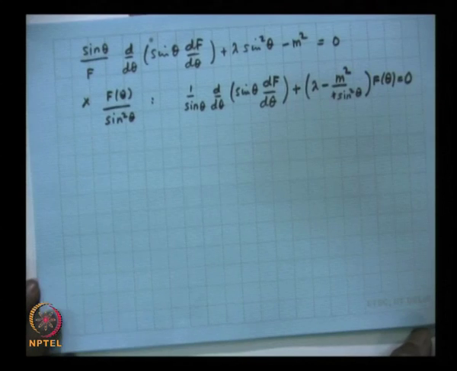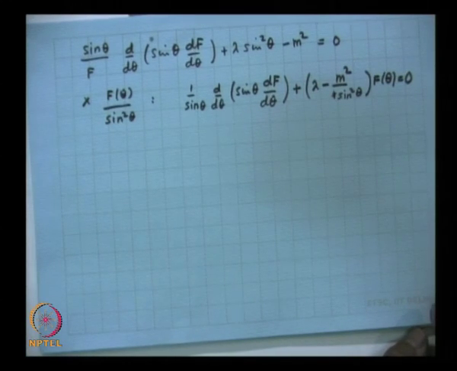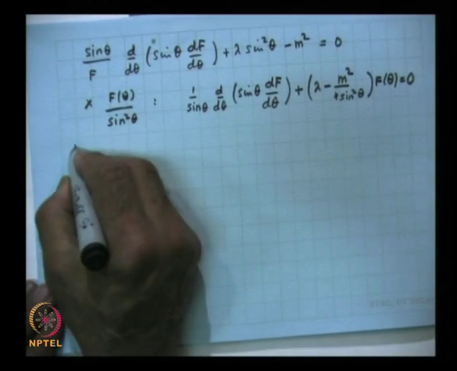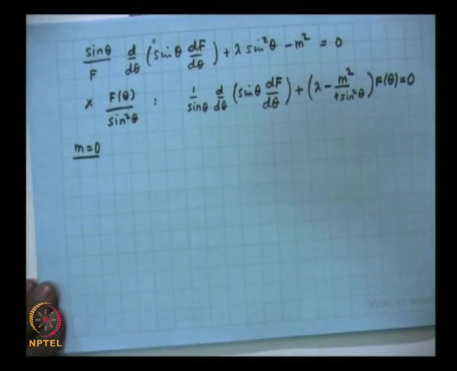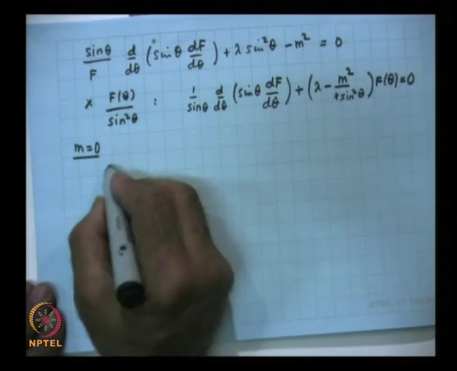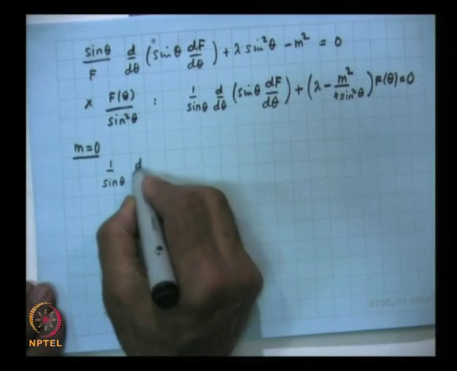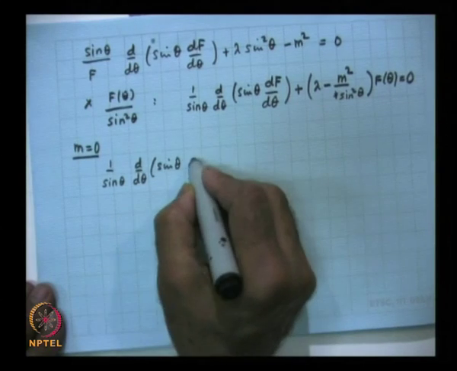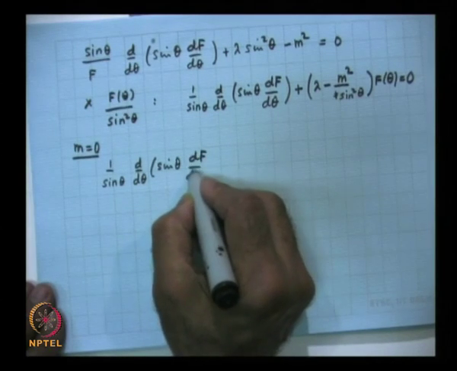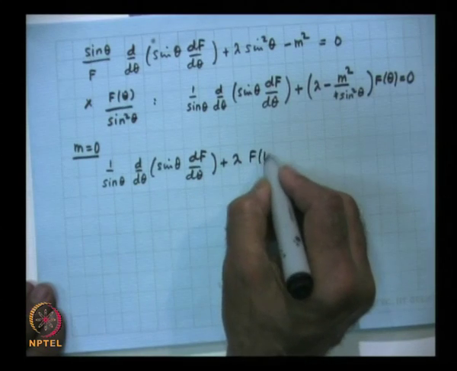The solution of this equation is a little complicated, but of course, people have found the solutions. What we will do is find the solution for m equal to 0. For m equal to 0, the above equation becomes 1 over sin theta d d theta of sin theta df by d theta plus lambda f of theta equal to 0.